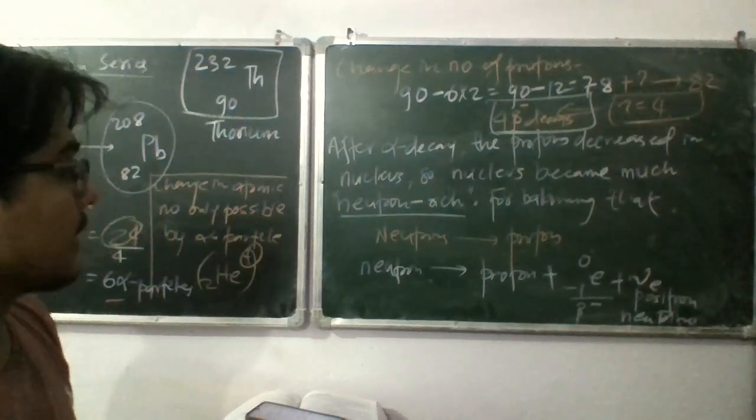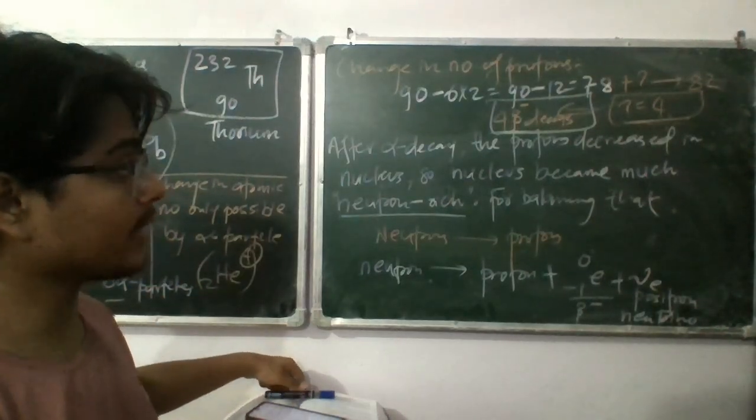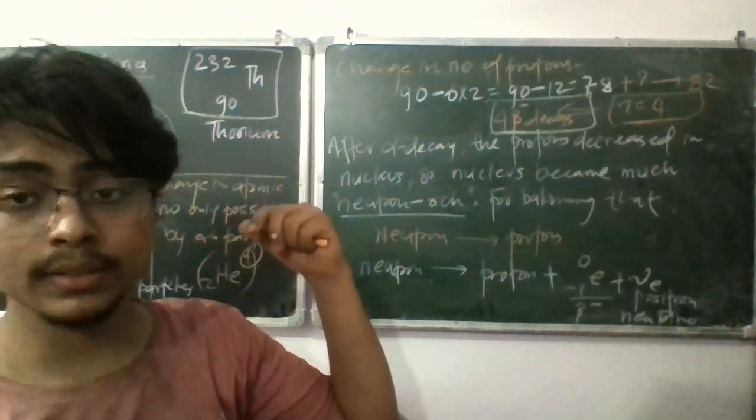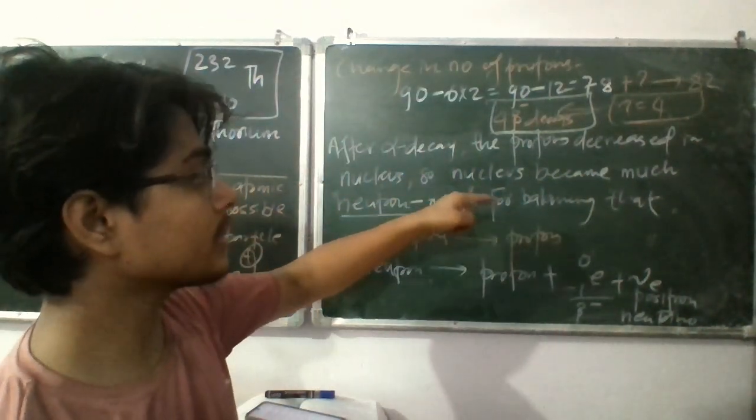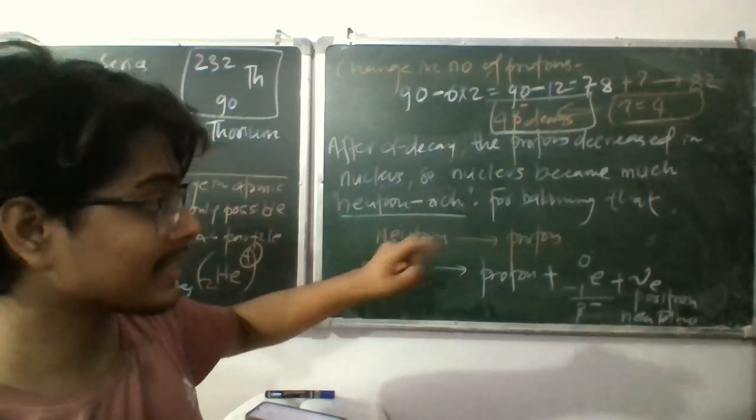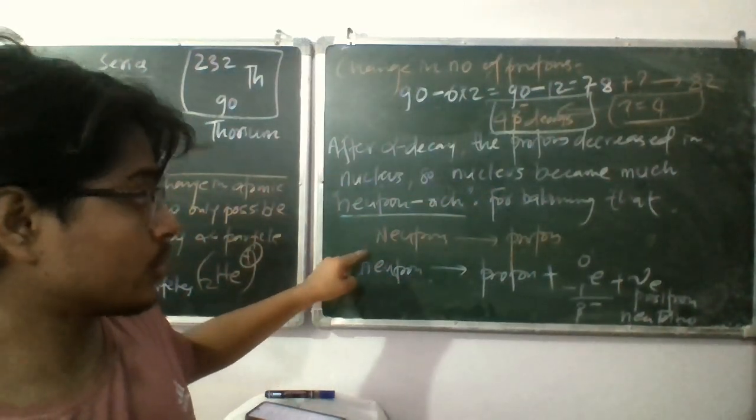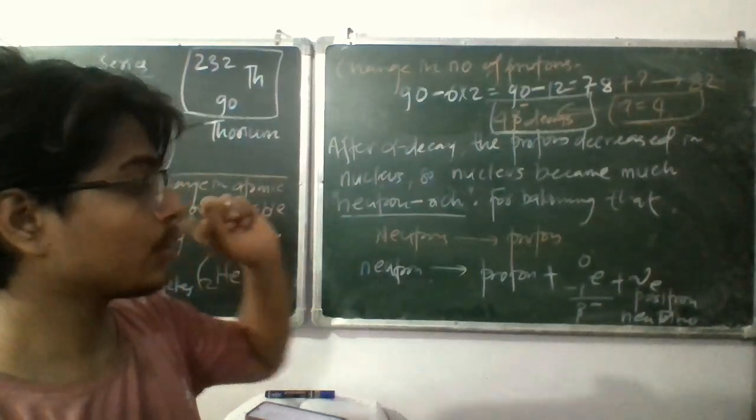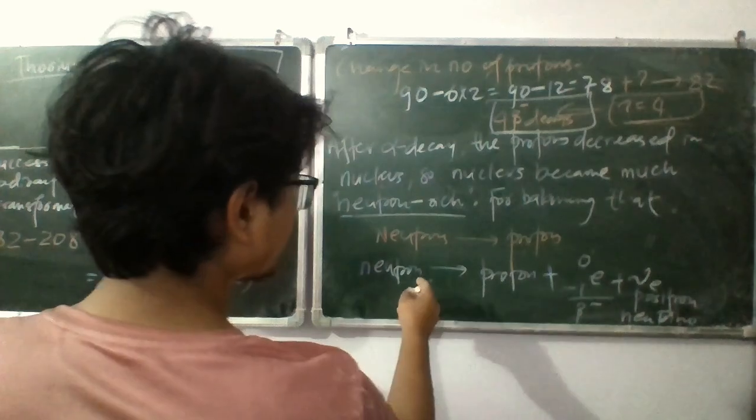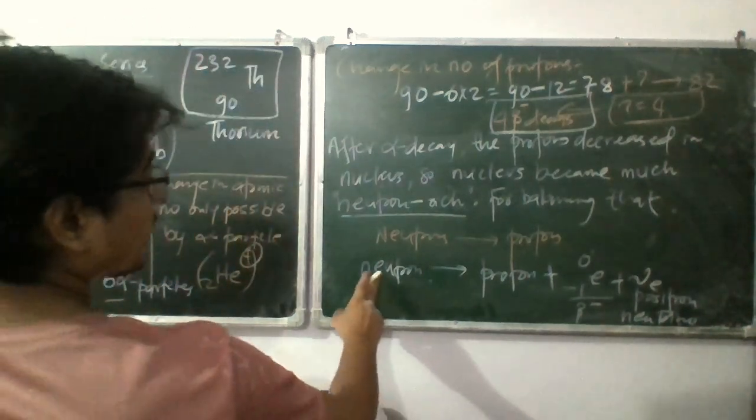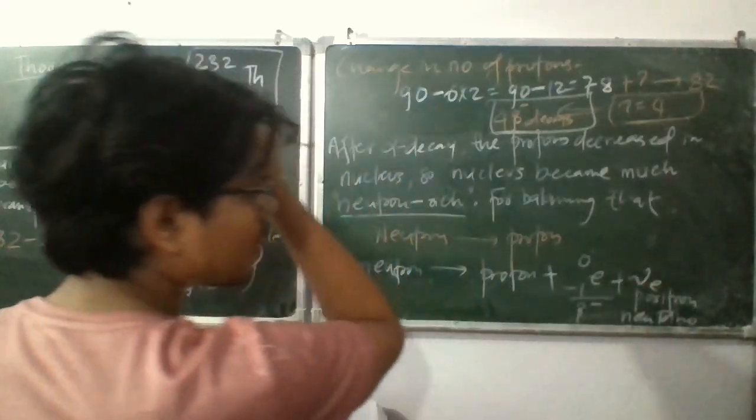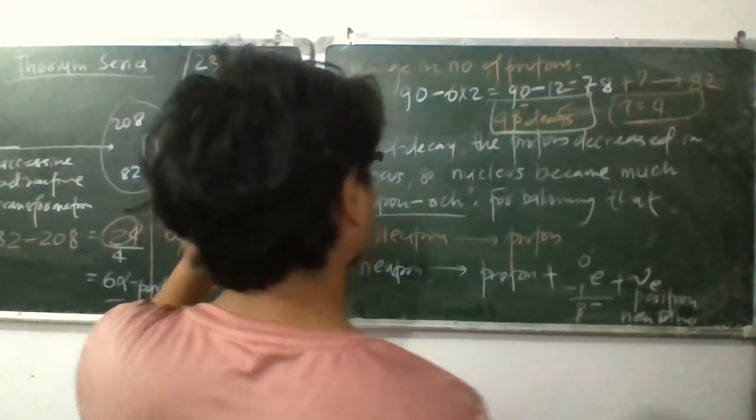Now, since we have seen in this alpha decay that the protons decreased in the nucleus, the nucleus becomes much more neutron rich. To balance that, neutrons change themselves into protons. This is the reaction: if a neutron changes into a proton, it emits a beta negative particle and an antineutrino. So this is okay.